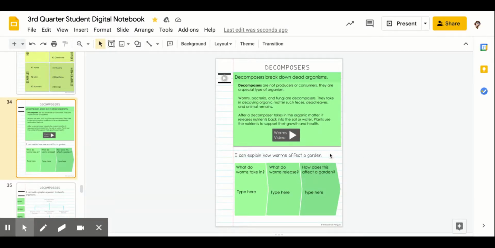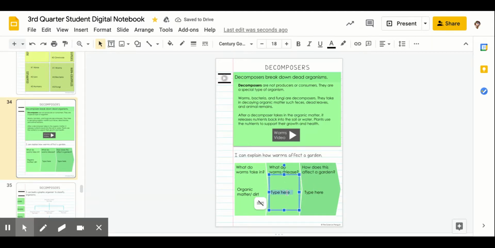So in the video, that girl showed about how worms affect her garden. So the worms in her garden take in organic matter or dirt. So they eat basically anything that is natural that's in the garden. And what do worms release? They release their feces. So when they go to the bathroom, when they poop, that's what they release back into the garden. And how does this affect the garden? That feces, even though it sounds gross, provides rich nutrients to help the plants grow.